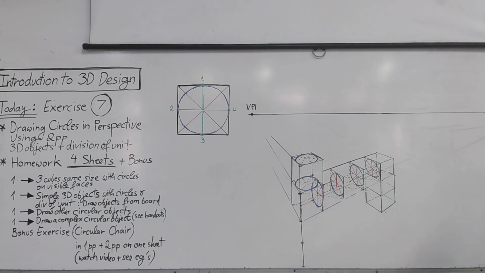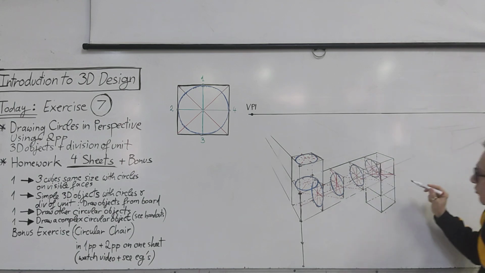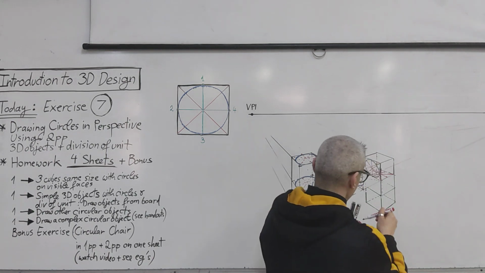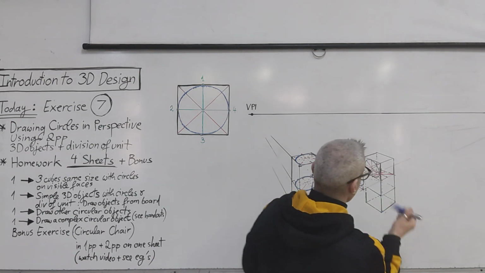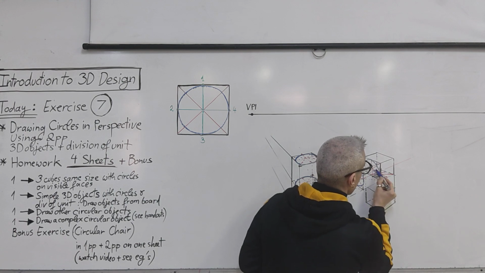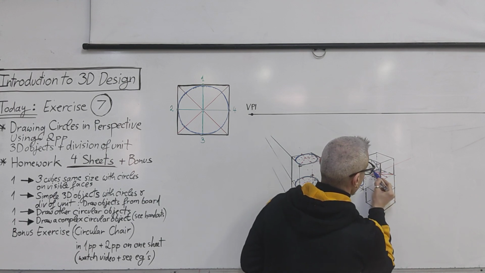So we don't need a circle here, but we need a circle on this surface. This surface, which is part of this cube. So from this point through here, from this point through here, this line passing through the center, going to the vanishing point, and from this line passing through the center, going to the other vanishing point, and we have point 1, 2, 3, 4. And there should be a circle here inside.